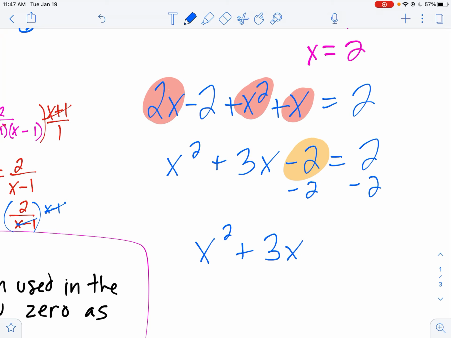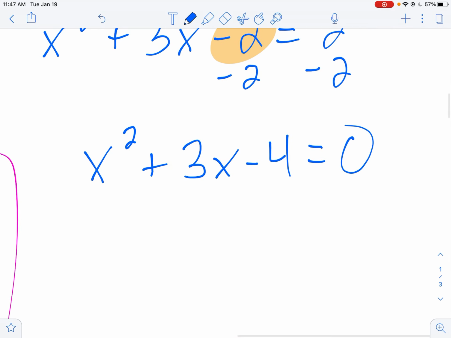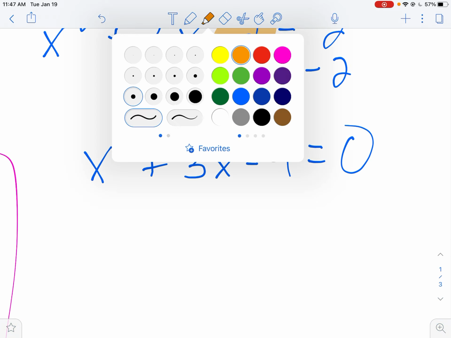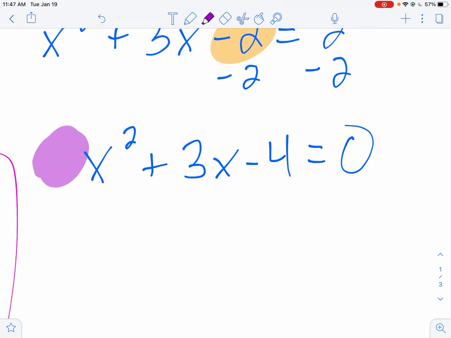Negative 2 minus 2, that doesn't cancel out. That gives me negative 4. 2 minus 2 gives me 0, though. Now, I can use the AC method here. I can use the box method. I've used the box method a lot. I'm going to go with the AC method, because the fact is, I don't have a coefficient in front of x squared. There's nothing here. So the AC method actually works out pretty well here.